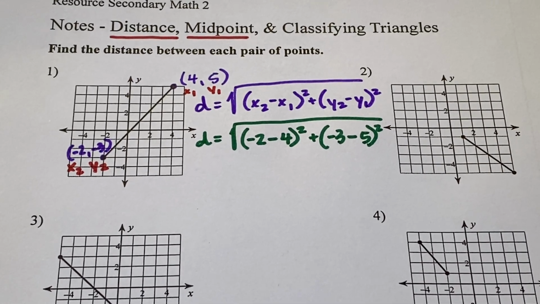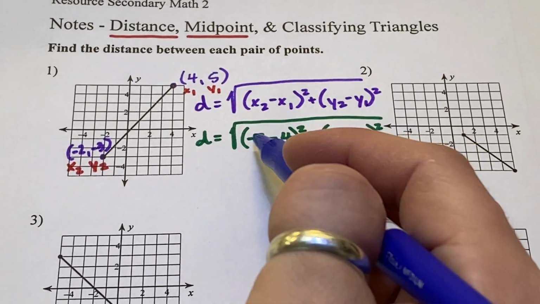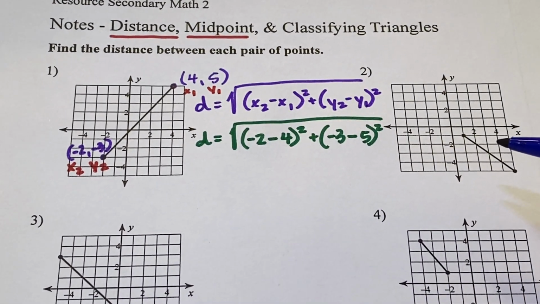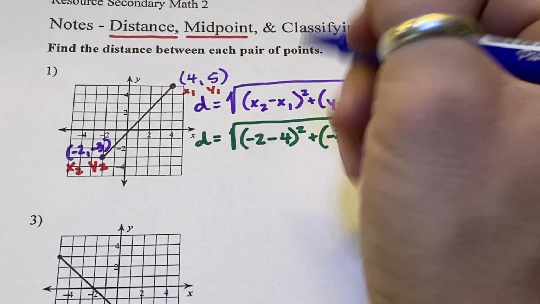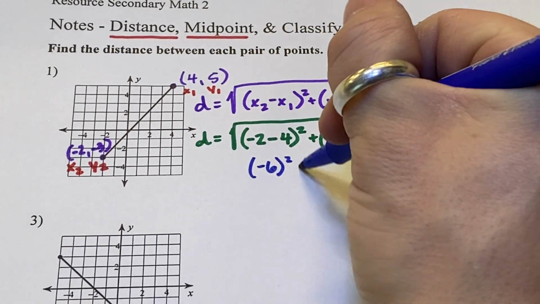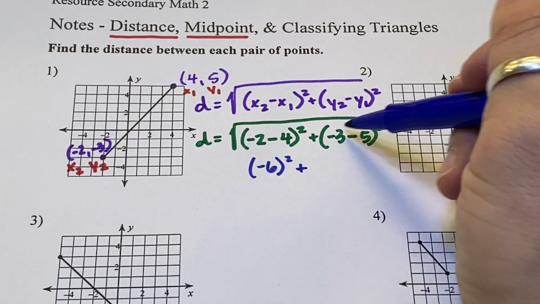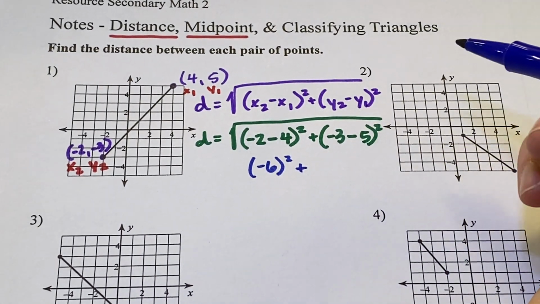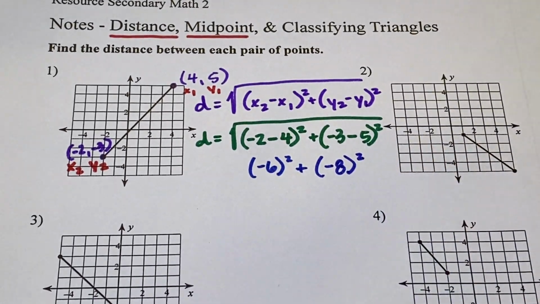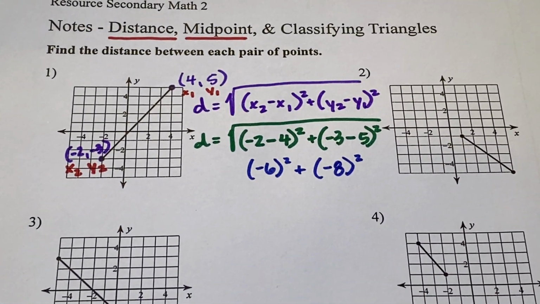Now let's just crunch some numbers, starting off with inside our parentheses. What is negative 2 minus 4? Negative 6. That's going to have to be squared in a second. Plus, what's negative 3 minus 5 in my second one? Negative 8 squared. Beautiful. Let's just keep going with these numbers.